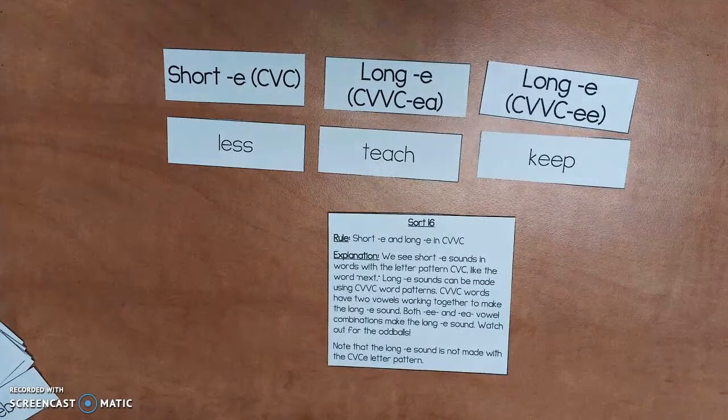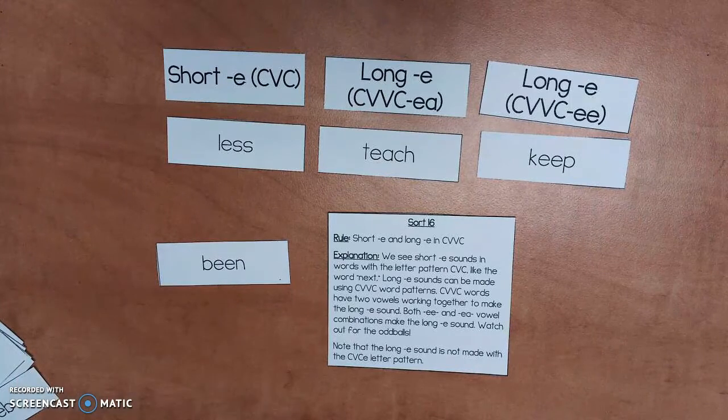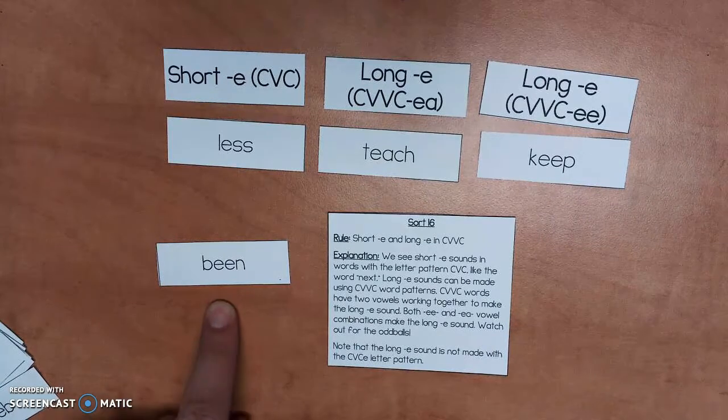Now, this sort has an oddball. Even though we don't have an oddball heading, it still has an oddball, and that is this word. Now, you might look at this word and read it bean, which sometimes we say it that way, but most of the time we actually read this word as been. Like, it's been so great to see you.